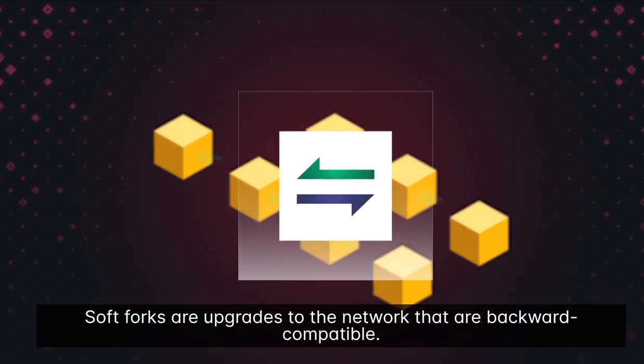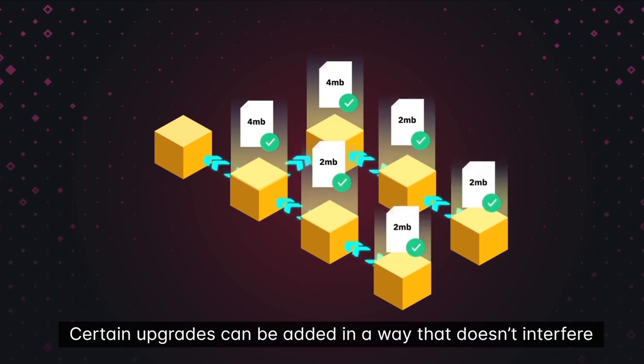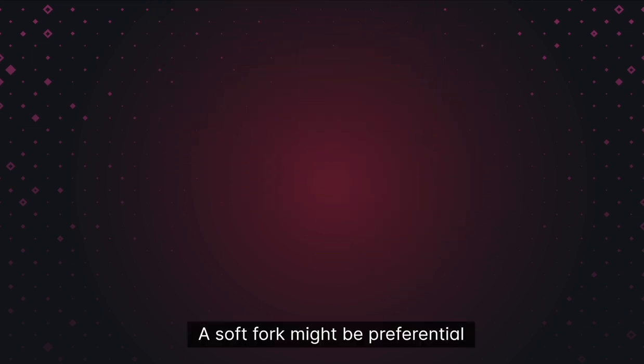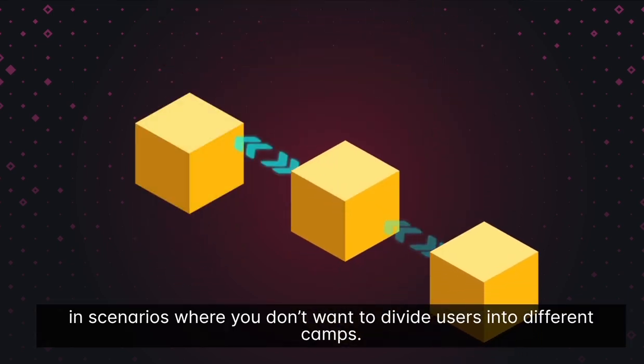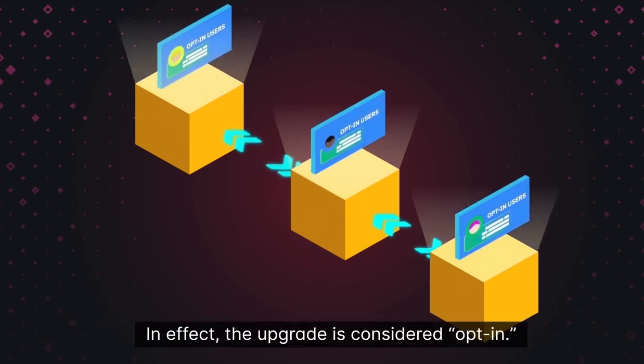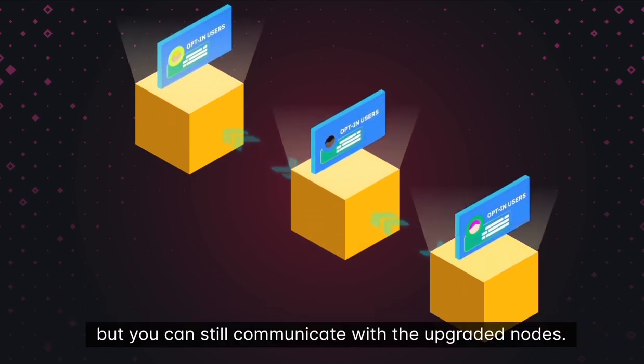Soft forks are upgrades to the network that are backward compatible. Certain upgrades can be added in a way that doesn't interfere with the regular functioning of the network. For instance, a block size reduction. A soft fork might be preferential in scenarios where you don't want to divide users into different camps. In effect, the upgrade is considered opt-in. Certain newer features might be invisible to you, but you can still communicate with the upgraded node.